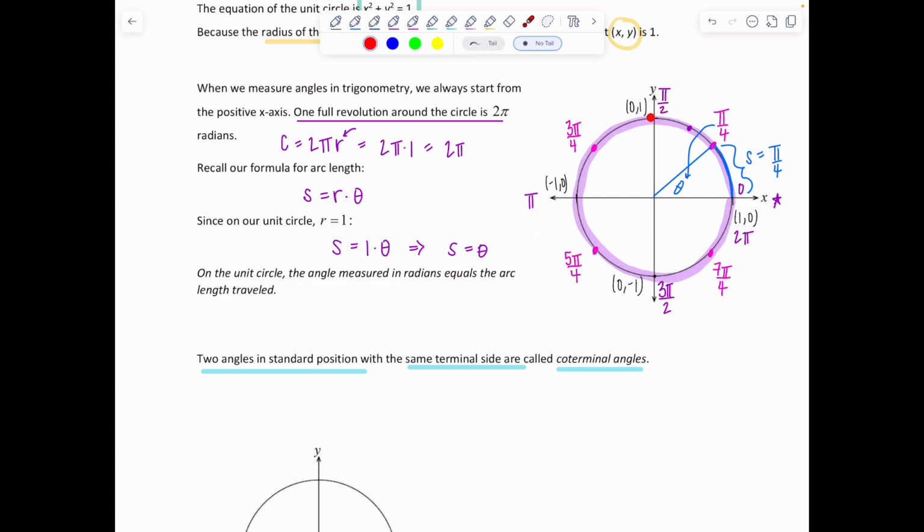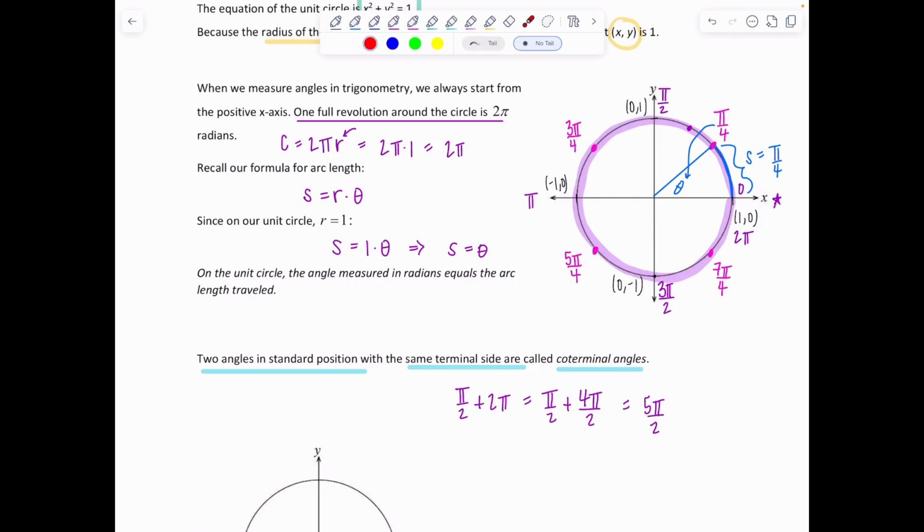Pi over 2 would be coterminal with what other angle? Well, we would need another angle that also stopped up here at 0, 1. So pi over 2, add another all the way around. How much is all the way around? It's 2 pi. So pi over 2 plus 2 pi, that's pi over 2 plus 4 pi over 2, which is 5 pi over 2.